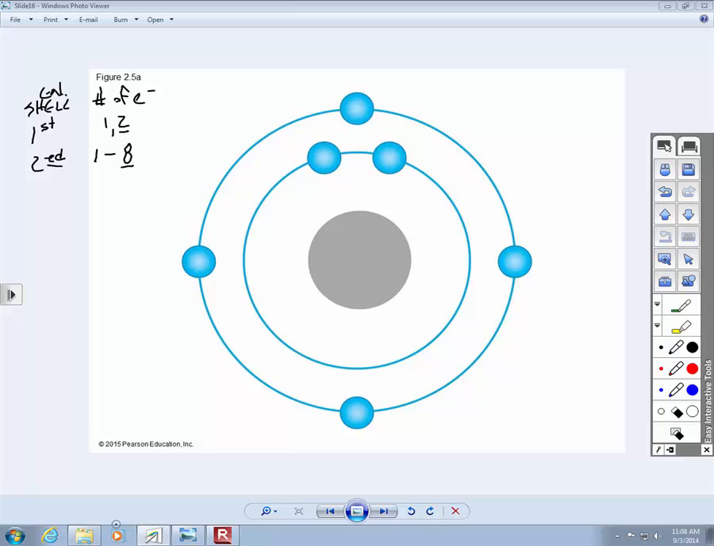So third shell, now this one is a little odd, at least with the information I'm going to give you. It can hold anywhere from 1 to 8 electrons. 8 is filled, and it can also hold 18 electrons. That can also be filled. So it has two filling states.